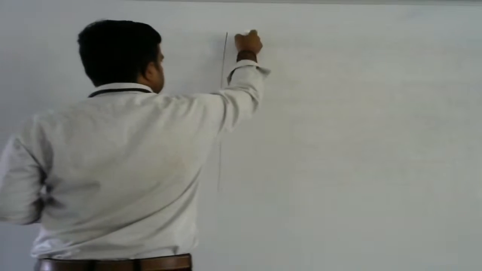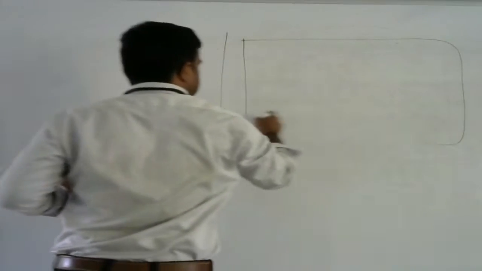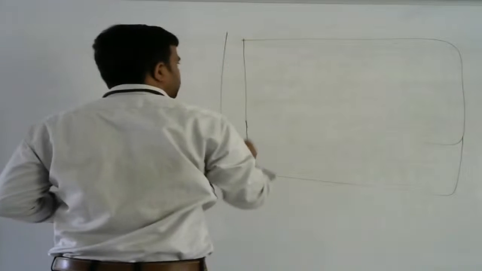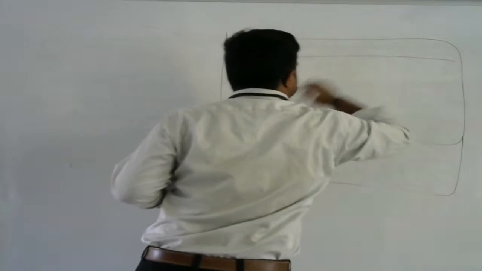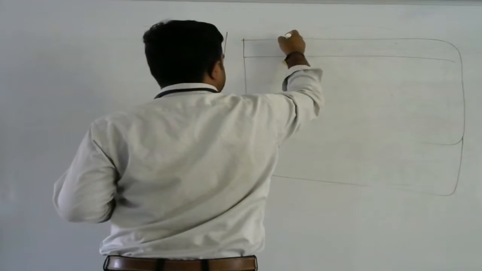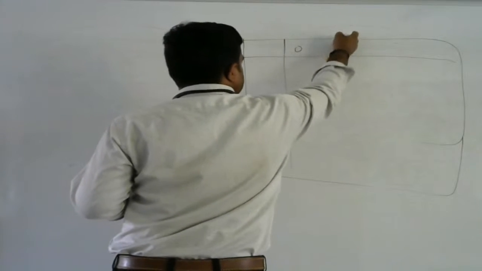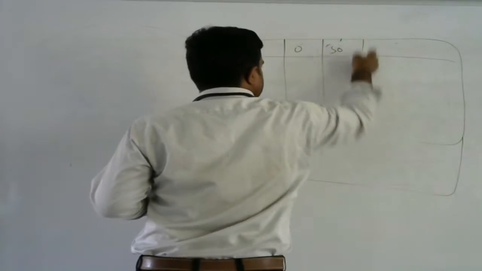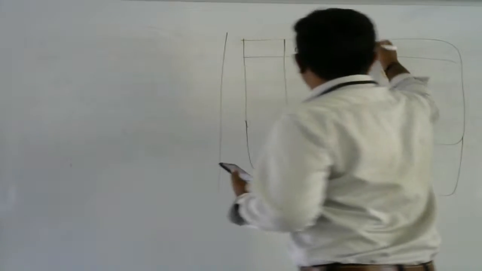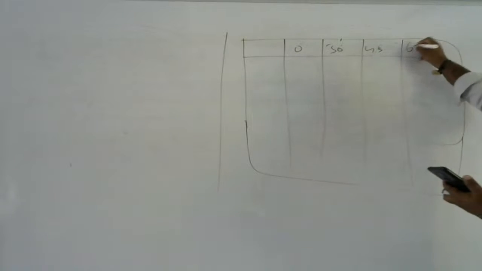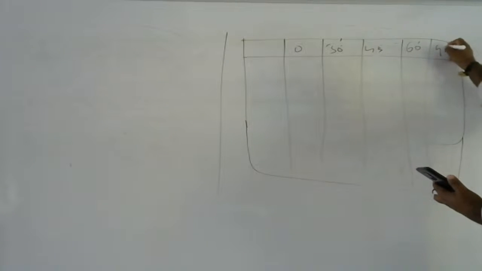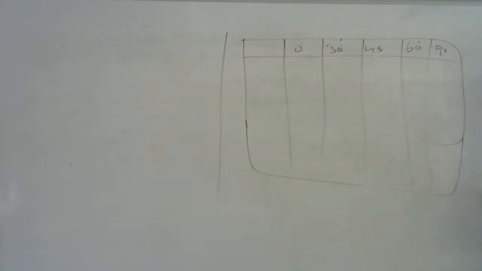So for that, let us make one table. The table you can make like this. Okay. And for you to remember this table easily, first is ratios, then 0 degree, 30, 45, 60 and 90. Right.